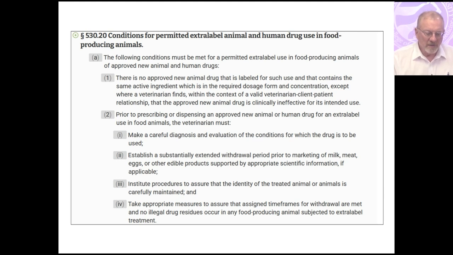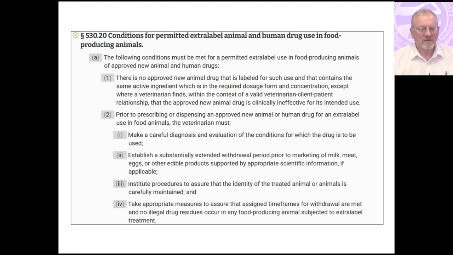And prior to prescribing, there's a list of things you need to do. The second one is establish a substantially extended withdrawal period. One of the things that I think we should be clear on is the part where a veterinarian finds within the VCPR that the approved new animal drug is clinically ineffective for its intended use, that is a decision by the veterinarian within their scope of professional practice.